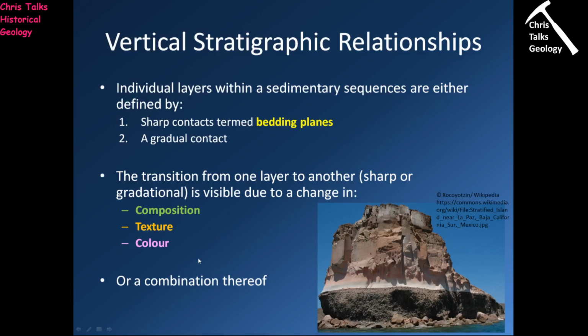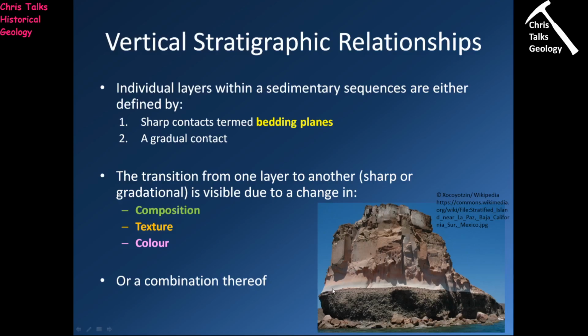So when you are looking at a rock face, you can pick out the individual layers quite easily. That's because as you go from one layer of rock to another, there's going to be some kind of change, and you can see those changes. So the changes that we see could be something like composition.